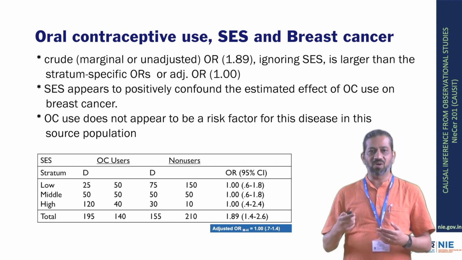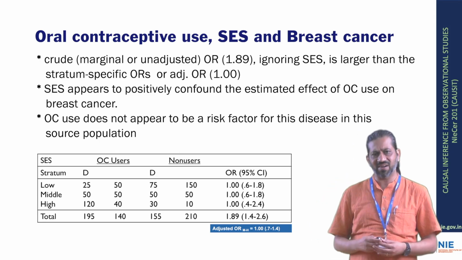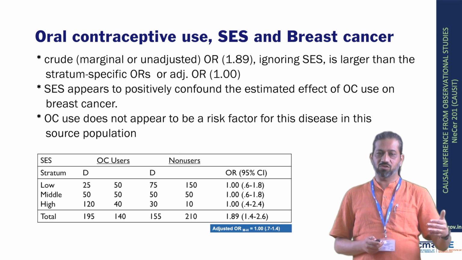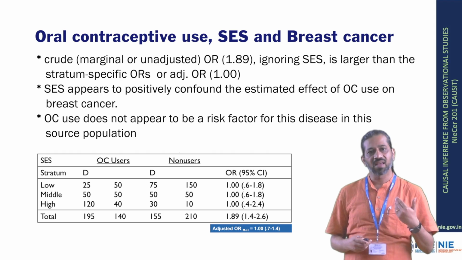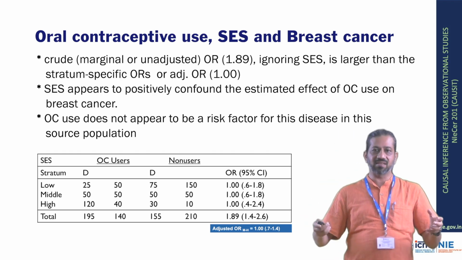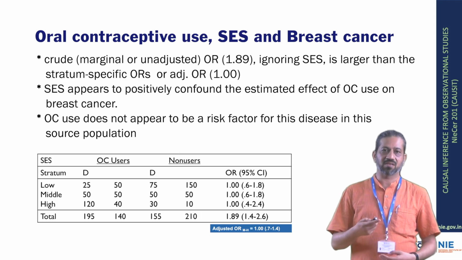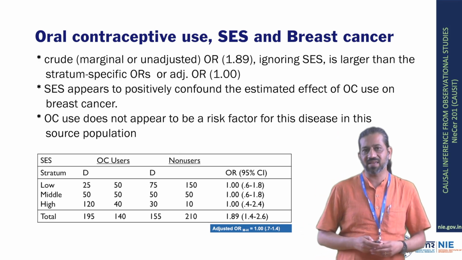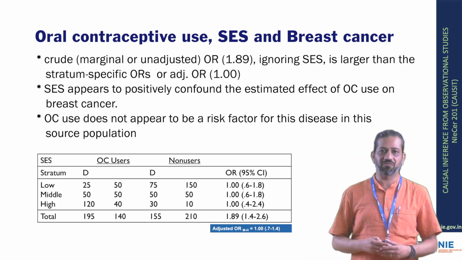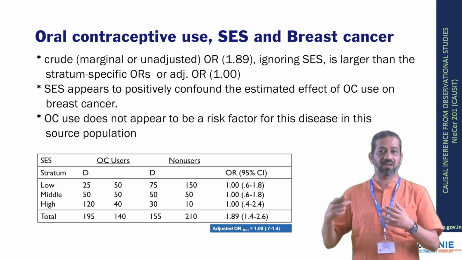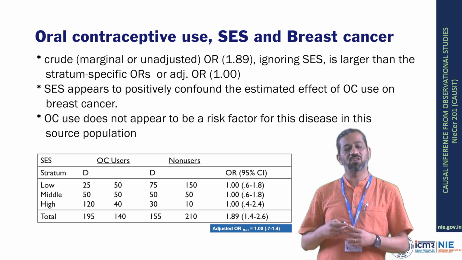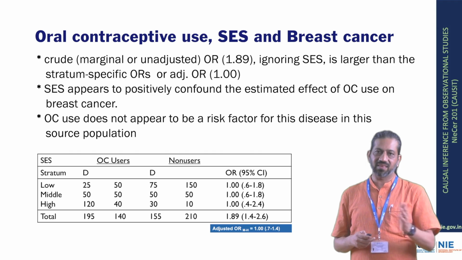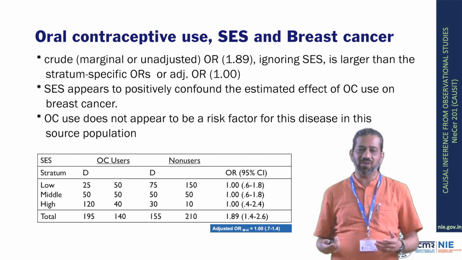The next step was to do a stratified analysis. So the stratification was done on the basis of socioeconomic status. So there are three strata: low socioeconomic status, middle socioeconomic status, and high socioeconomic status. This entire data of 195 oral contraceptive users who had breast cancer, and those 140 who did not have breast cancer among the users, and similarly 155 non-OC users who had breast cancer and 210 non-OC users who did not have breast cancer, were all stratified based on their socioeconomic status. And then we calculated the stratum-specific odds ratio.